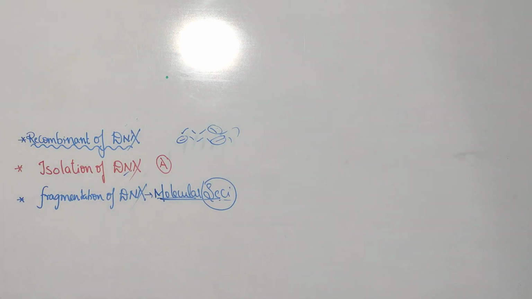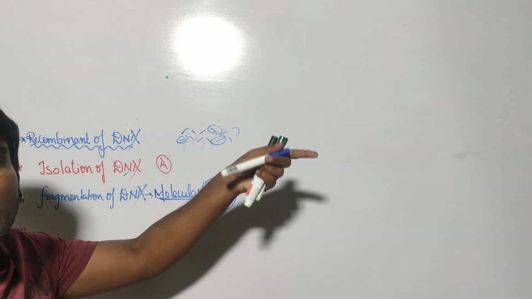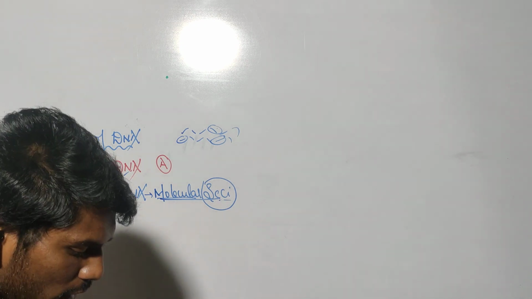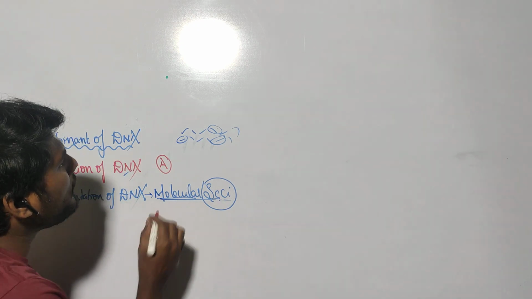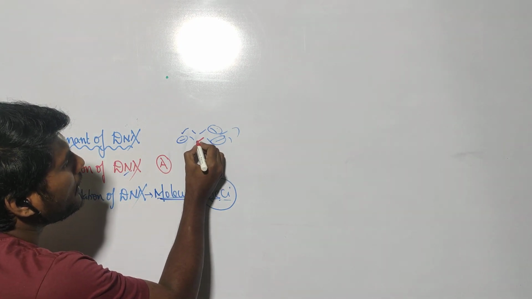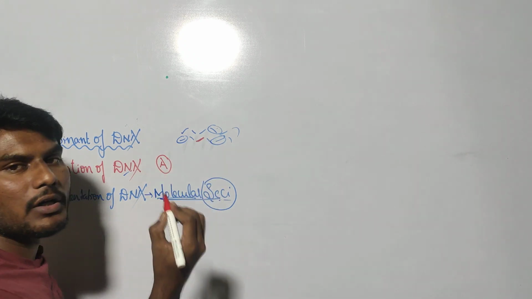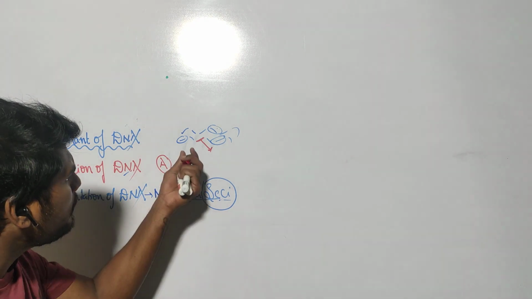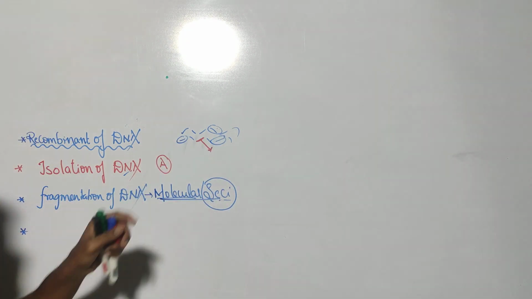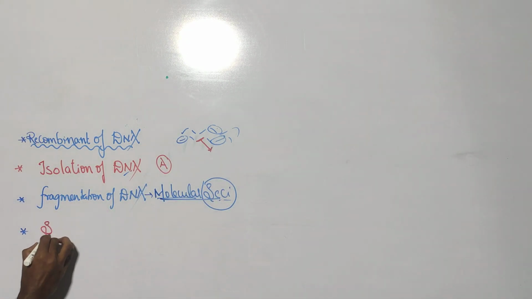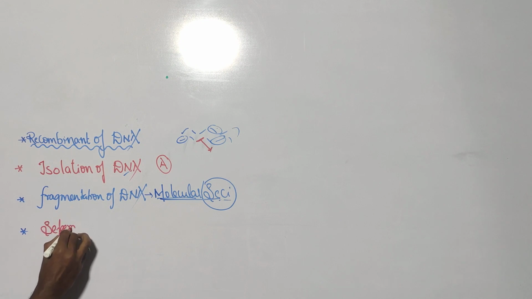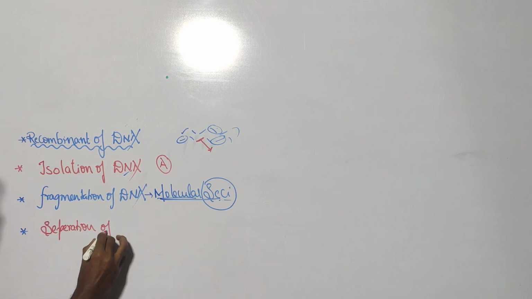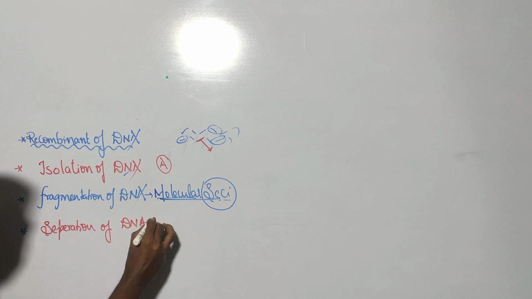After making the fragmentation of DNA, once again, all the fragments we don't want. We got so many fragments, right? All the fragments we don't want. We want only the one fragment, the fragment which you require. So we have to separate all those. The third step is the separation of DNA fragments.